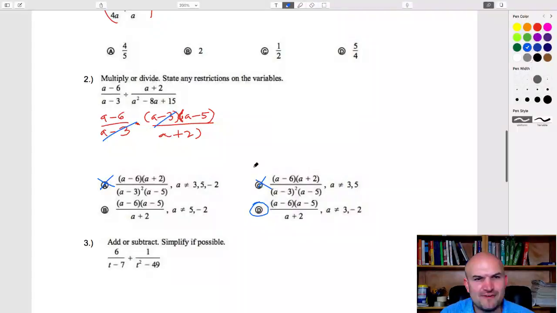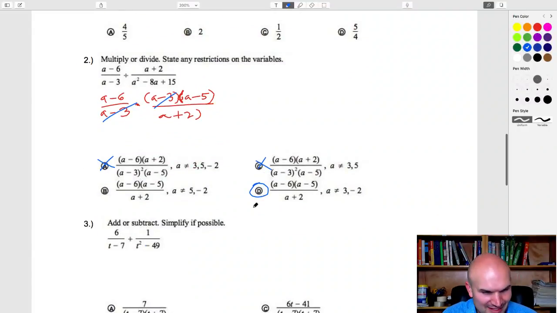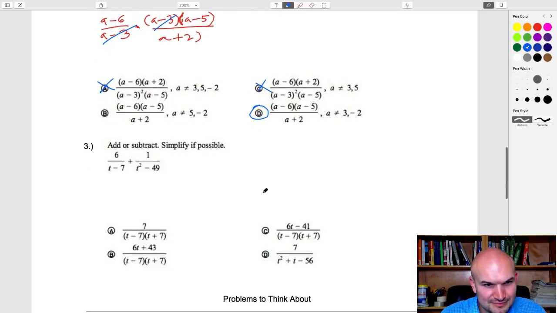Oh, okay. Nobody found my answer yet. What did I do wrong on simplifying this complex fraction? I'll come back to it, but hopefully somebody found it, or somebody can find the answer, or what I did wrong. This one, I've got to get common denominators.